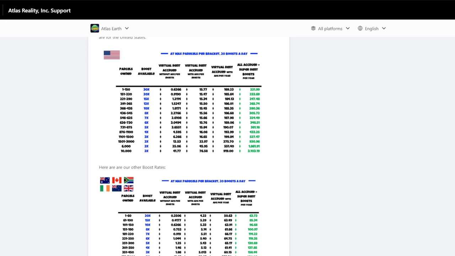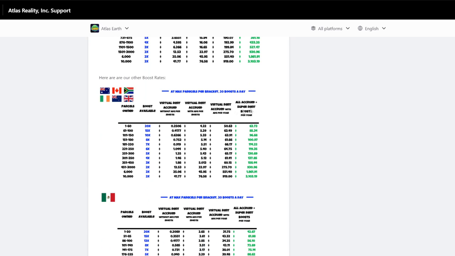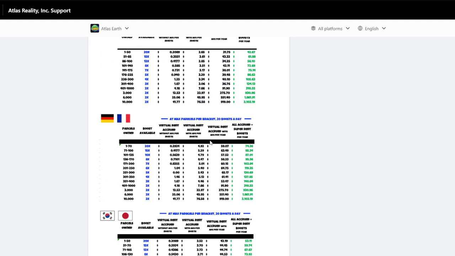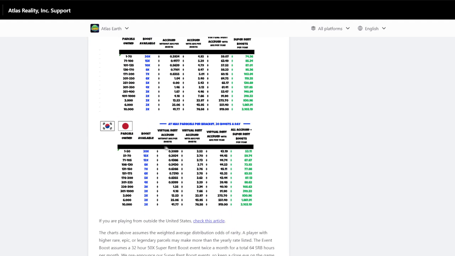So you see here already that we have the US tier right here. This is by far the best one. A little bit further down is the global tier, formerly known as the global tier. We have the Mexico tier. We have the France and Germany tier. And finally, we have the Korea and Japan tier.